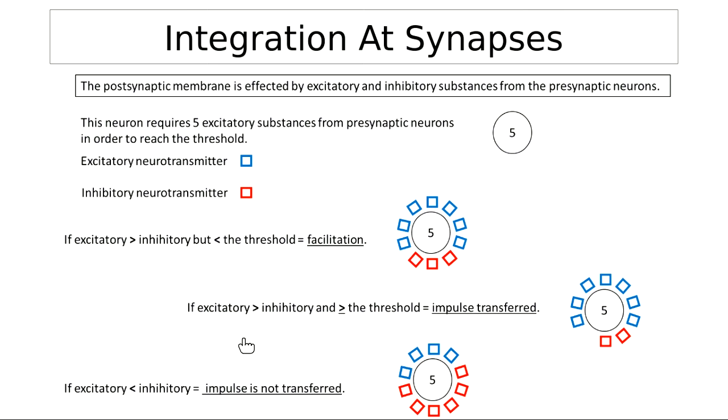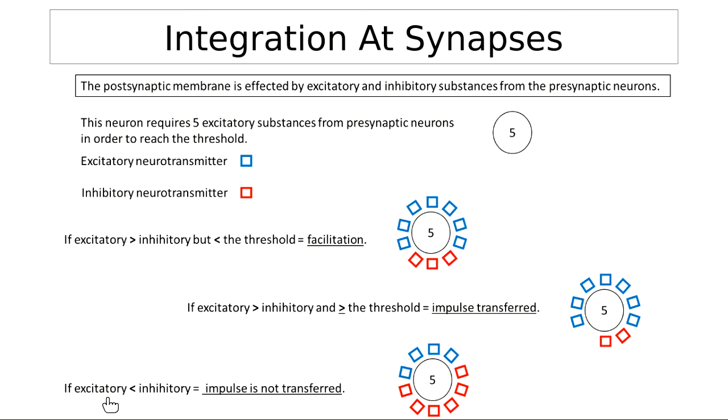Example 2. If excitatory is greater than inhibitory, there's 7 excitatory, that's greater than 2 inhibitory, and greater than or equal to the threshold, then the impulse is transferred. Let's see, take 2 of these positives off. How many excitatories do we have left? 1, 2, 3, 4, 5. That's what it took. It was equal to the threshold, so the impulse transferred.